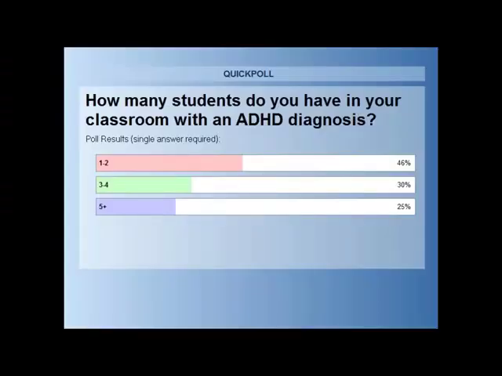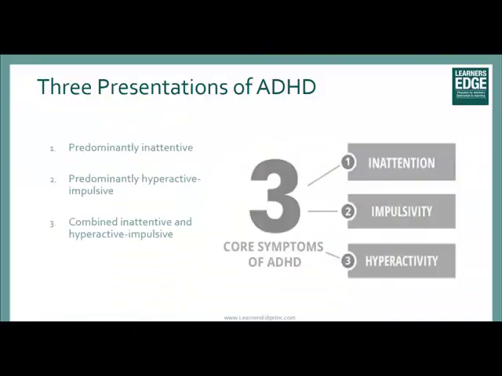Oh, looks like the results are in already. Thank you for your participation. As you can see there on the screen, 1 to 2 is 46%. So almost half of the people that have responded to the poll are saying that 46% were 1 to 2 students that have been diagnosed with ADHD. And as you can see there, 30% are saying 3 to 4, and 25% are saying 5 or more. Is that typical? Yeah, that's typical. That's right on average. Well, for a classroom of 25 students, that would be approximately 1 to 3 students. So right on target there.